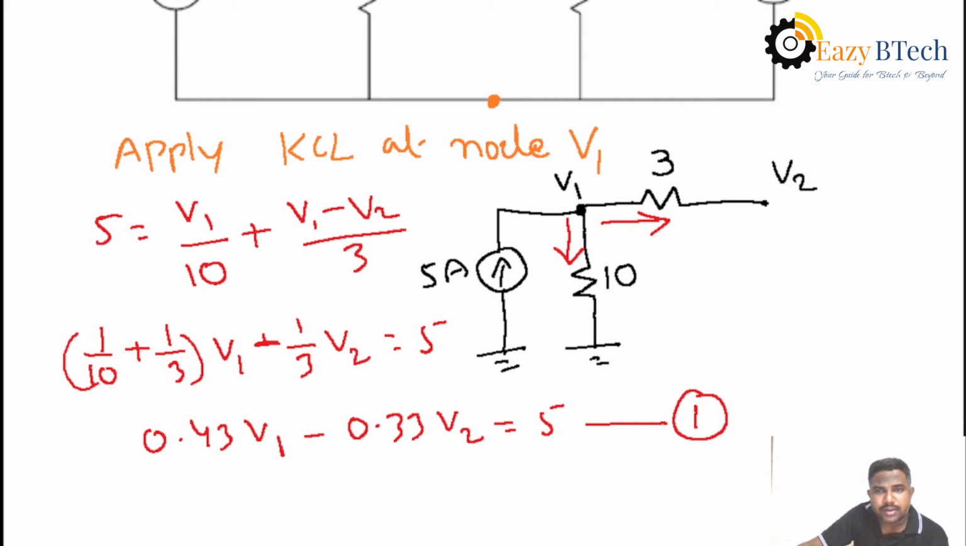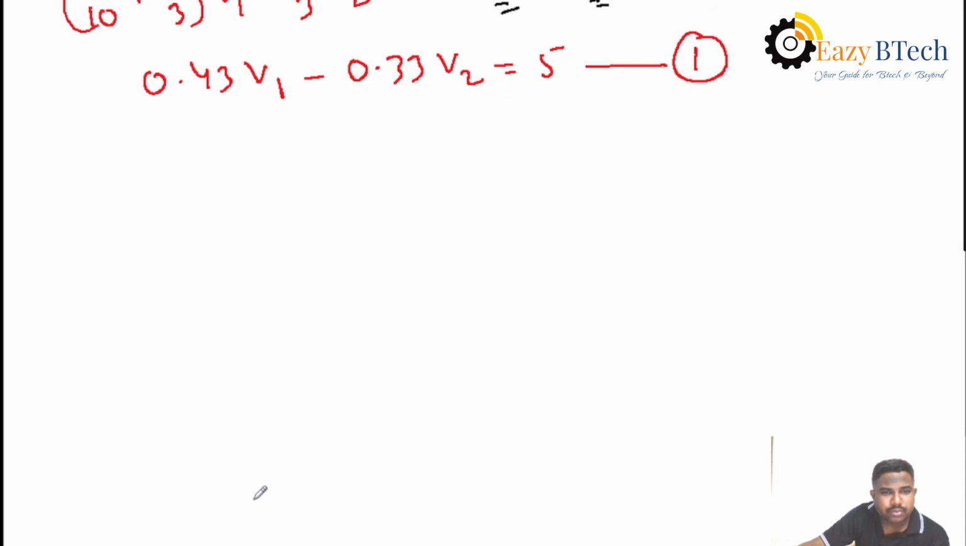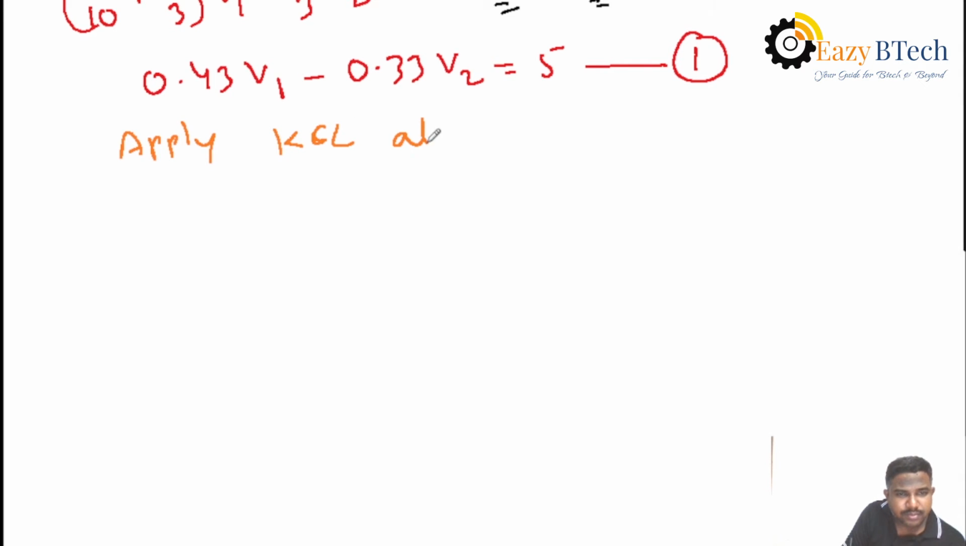In the similar manner, you can write down, that is, apply KCL at node V2.